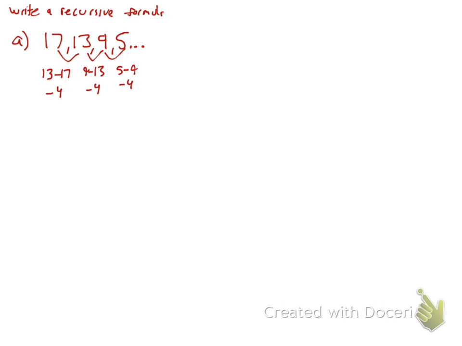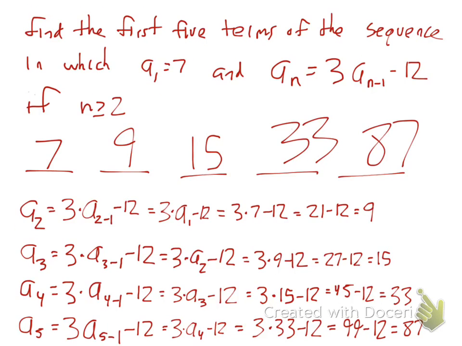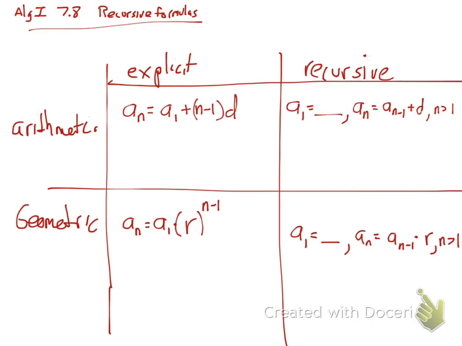It is negative 4. So this number here, guys, is d. It's a common difference. You're subtracting. So therefore, we know that it's arithmetic. And if it's arithmetic, we go back to our first slide and we say, okay, it's arithmetic, I want recursive. There it is. I need that formula.